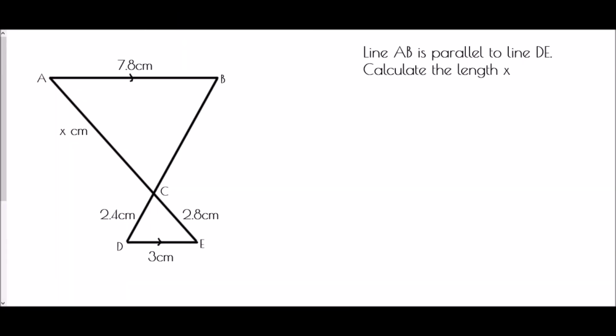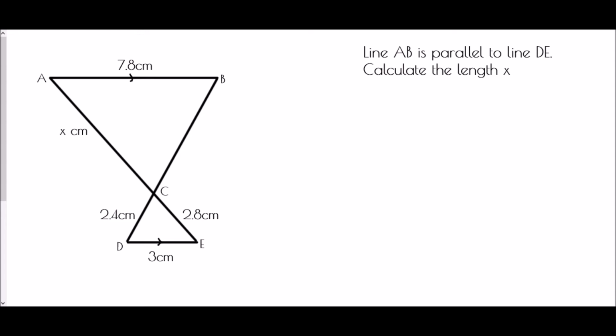In our final set of examples, we're going to be dealing with situations where we have parallel lines included. And so with this, we have a pair of parallel lines which have been joined together, and it's created triangles. And it tells us that line AB is parallel to line DE, so calculate the length of X.